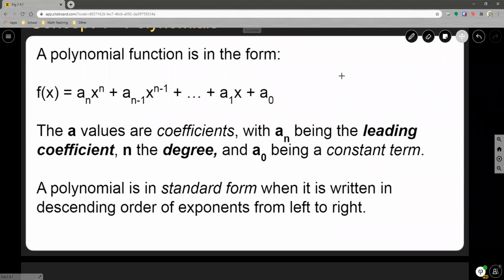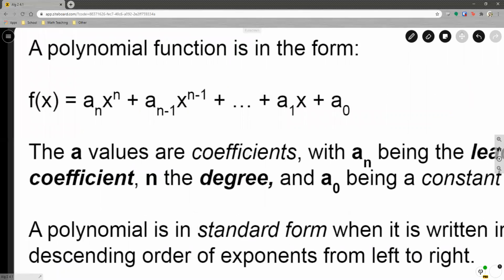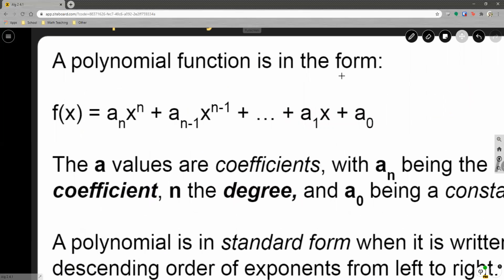So we define polynomial functions in the form f of x equals, and then we've got this string of crazy stuff going on. We call these a values whenever there's a subscript like n or n minus 1 or 1 or 0. We'll sometimes just say a sub n minus 1, a sub 1, a sub 0. Or we could say a1, a0 if we want. So these a values are what we call coefficients.